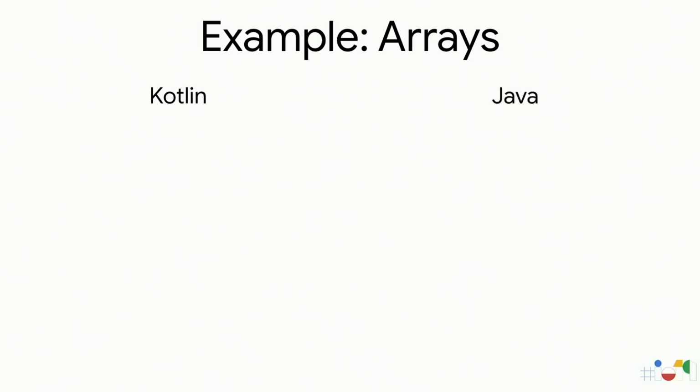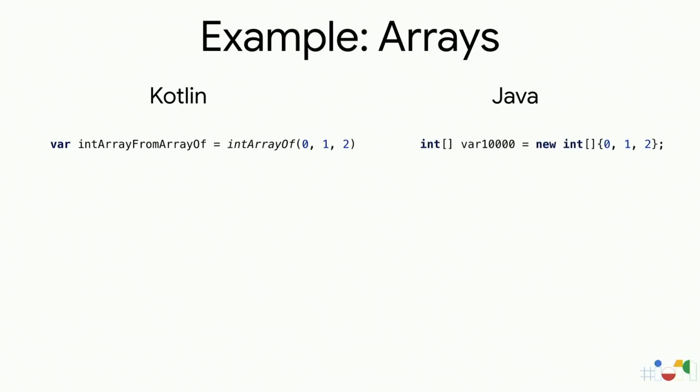Take a quick look at arrays. The implementation depends very much on little subtle differences in how you declare things. So here we're going to call int array of, and we pass in these things. And it's going to say, yep, here's a primitive array that contains those things.